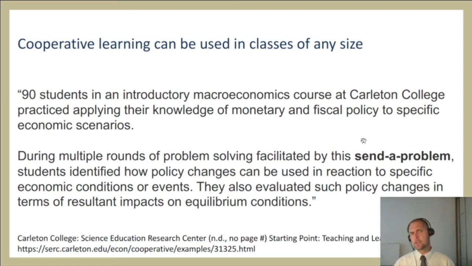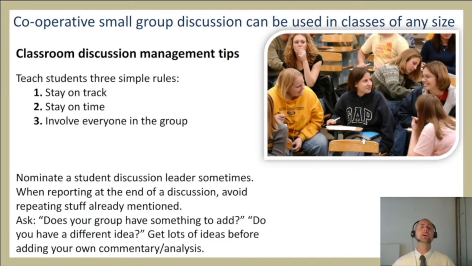And that brings me to the next point. Cooperative small group discussion or cooperative learning activities can be used in large classes, but there are some tips in order to manage the class. First, you need to stay on track. Make sure the students actually do what you told them to do and continue to do so during the time allotted. Secondly, make sure the students stay on time. So give them a time limit, tell them they have 5 or 10 minutes, and stick to that time limit. And thirdly, and perhaps most importantly, involve everyone in the group. Make sure there are no free riders.